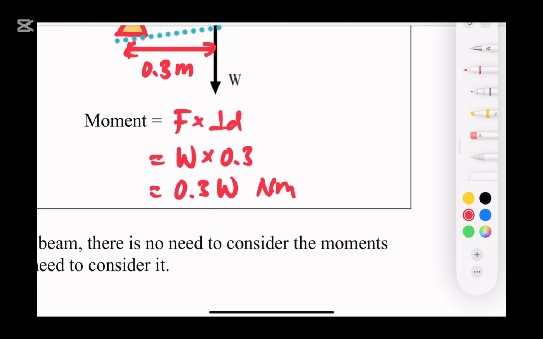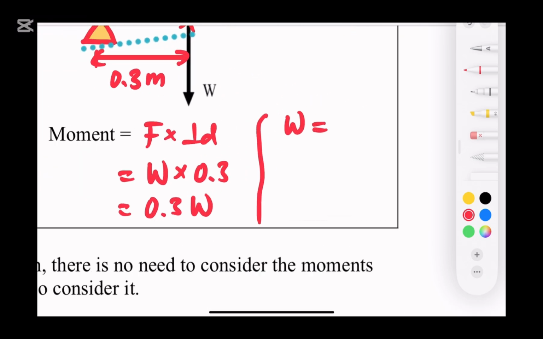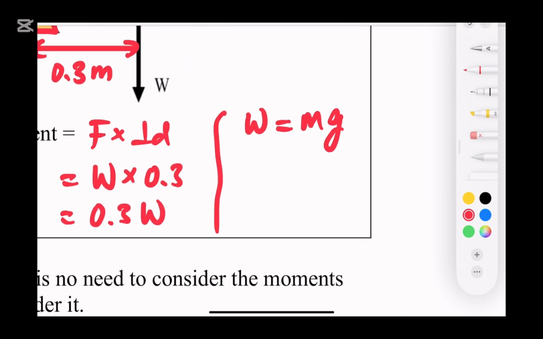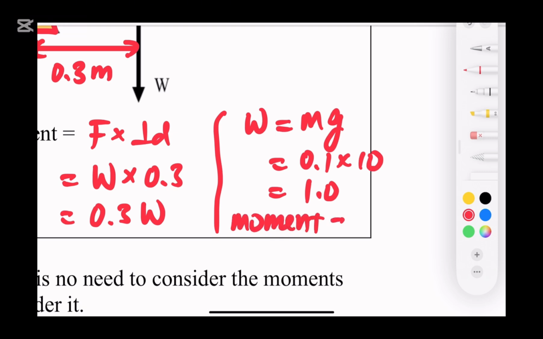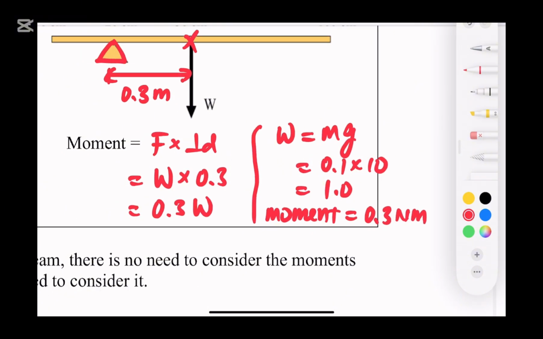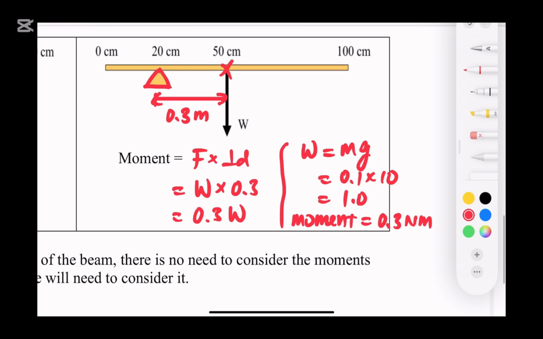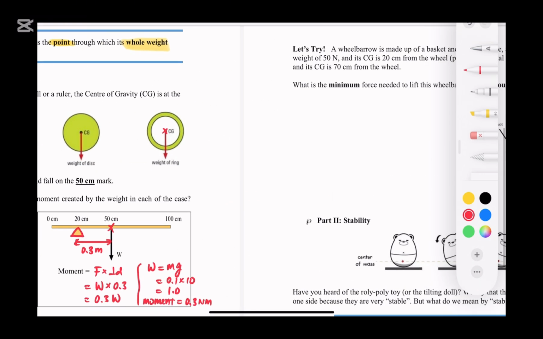Okay, so let me just do the calculations here. So now the weight, we take W equals mg. So we multiply 0.1 by the value of g, which is 10. In this case, it's a nice 1.0. So the moment is simply 0.3 Newton meter. Well, the number doesn't quite matter, but what matters now is that the moment due to the weight is no longer 0. So I have another moment to take care of.